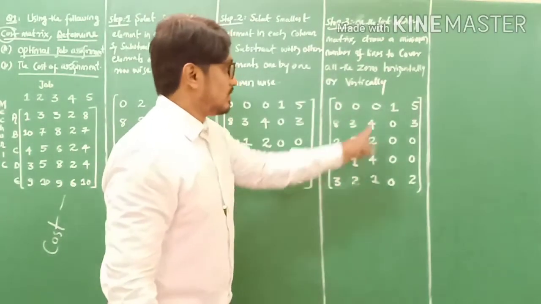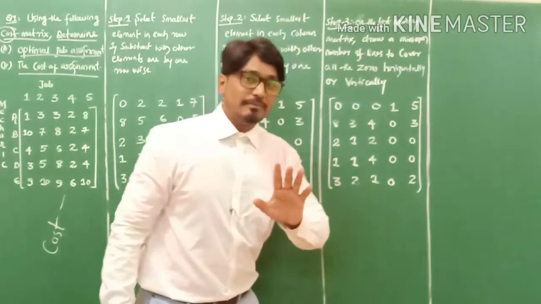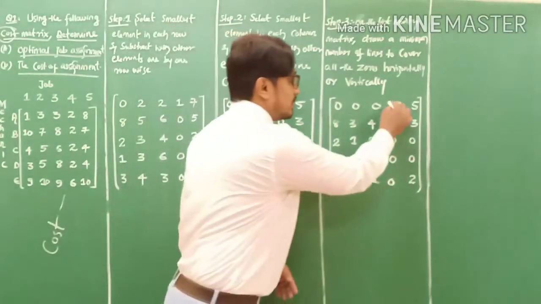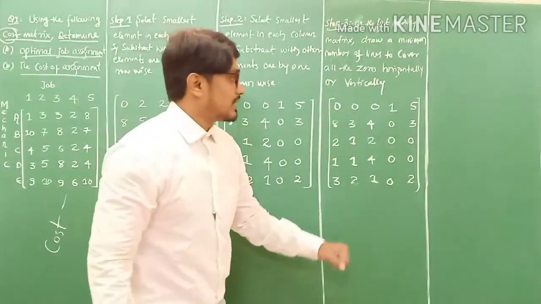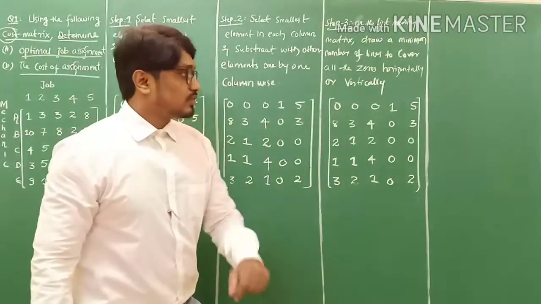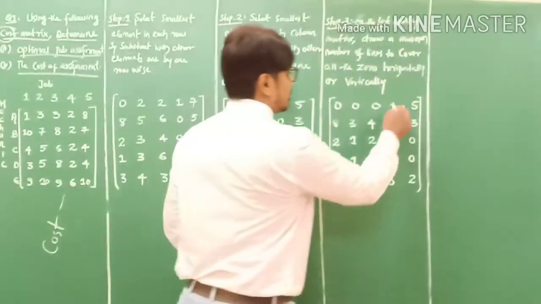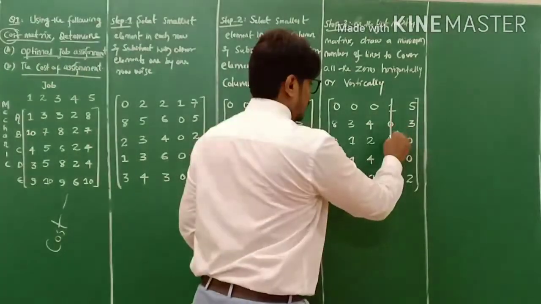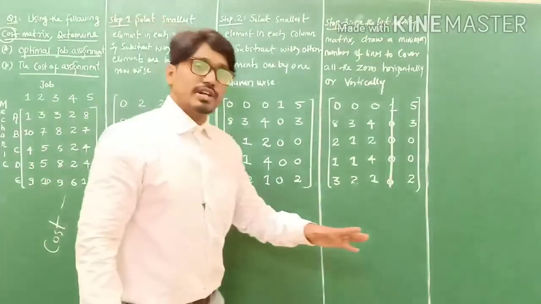I cover 1 zero. See, if I draw in the fourth column, friends, I am covering 4 zeros. 4 is the maximum number of zeros I am covering. If I draw in the last column, I am covering 2 zeros. So my first preference goes to the fourth column. So the fourth column is drawn, exhausted.